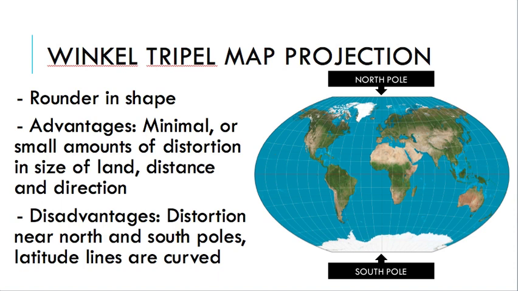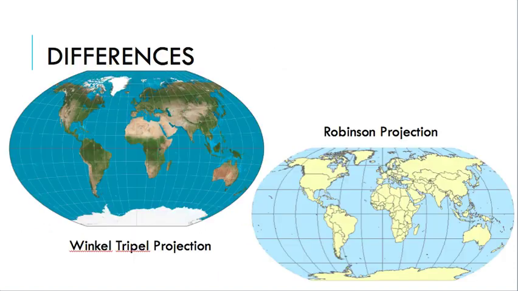And you'll also notice that the latitude lines are curved. So we've talked about latitude lines being parallel to one another, but in this particular map projection, they are not. Now, one of the biggest differences between the Winkel Tripel and the Robinson projection are their sizes. I wanted to point this out to you.